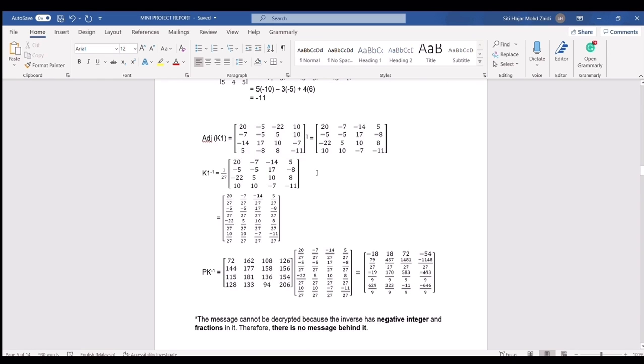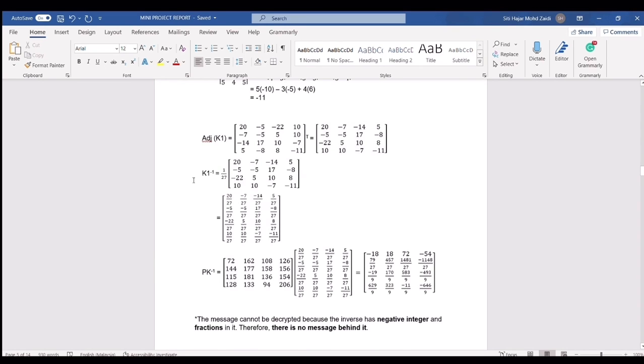So when we interchange the rows and columns, we will get 20, negative 5. Basically what I did is that the first column becomes the first row when we transpose the matrix, the second column becomes the second row, the third column becomes the third row, the fourth column becomes the fourth row, and so on. So after we transpose the matrix, we got 20, negative 5, negative 22, 10, negative 7, negative 5, 5, 10, negative 14, 17, 10, negative 7, 5, negative 8, 8, negative 11.